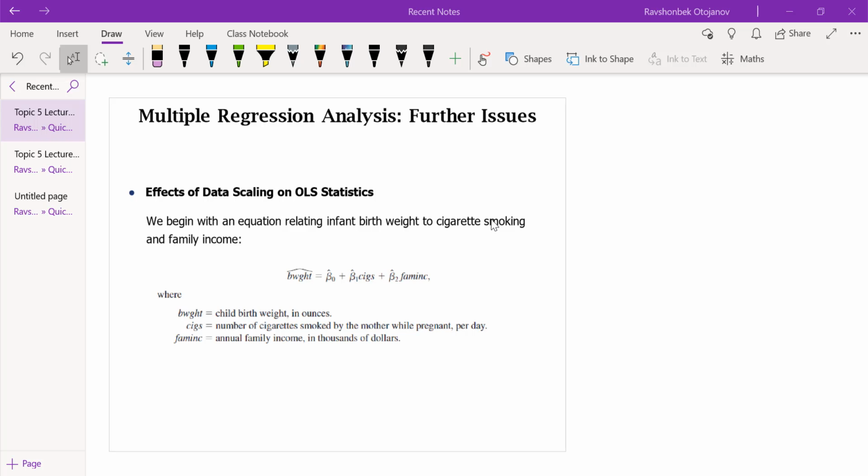In this video, we'll be talking about a number of issues associated with multiple linear regression analysis. First of all, we'll start with data scaling and its effect on OLS statistics.